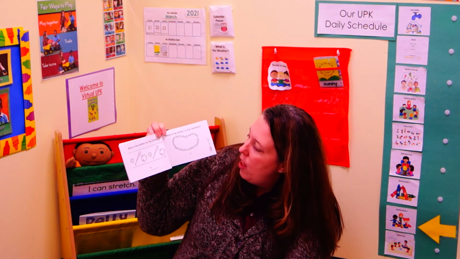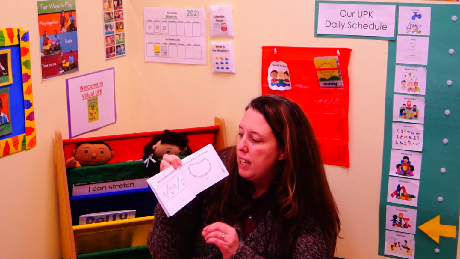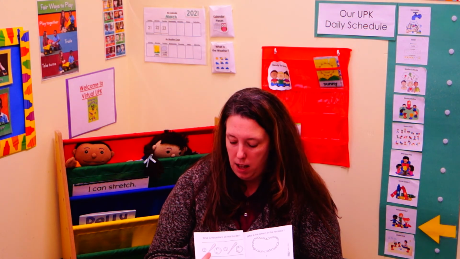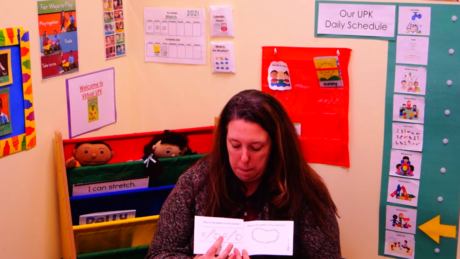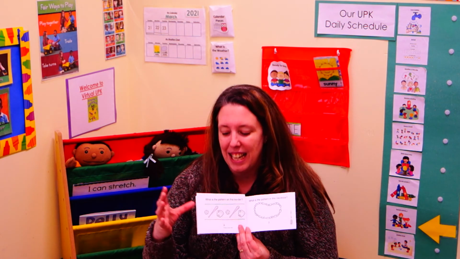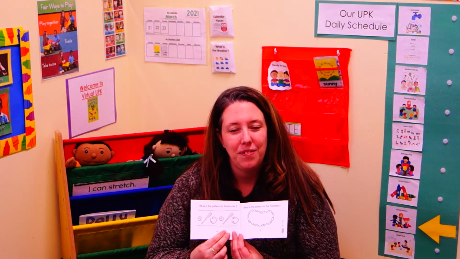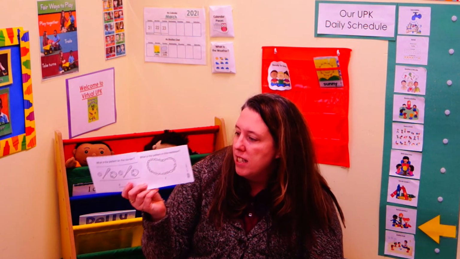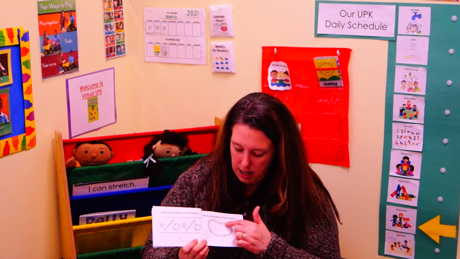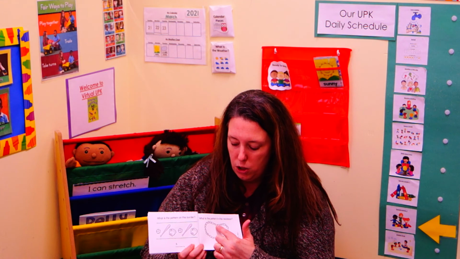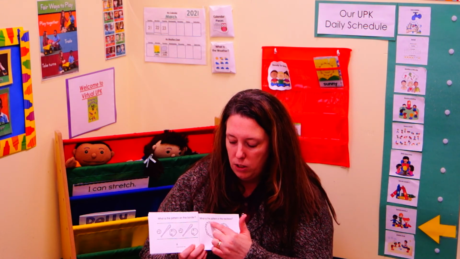All right. This is another pattern. It says, what is the pattern on this border? Let's say it together. I see a baseball, a bat, a glove. A baseball, a bat, a glove. What would come next? That's right, a baseball. Great job, friends. All right, and we see a pattern around this necklace. Do you see that pattern? It has a rectangle and some circles. So rectangle, circle, circle, line. Rectangle, circle, circle, line.